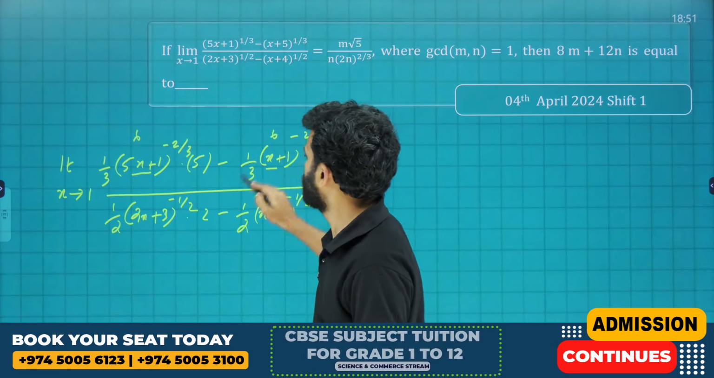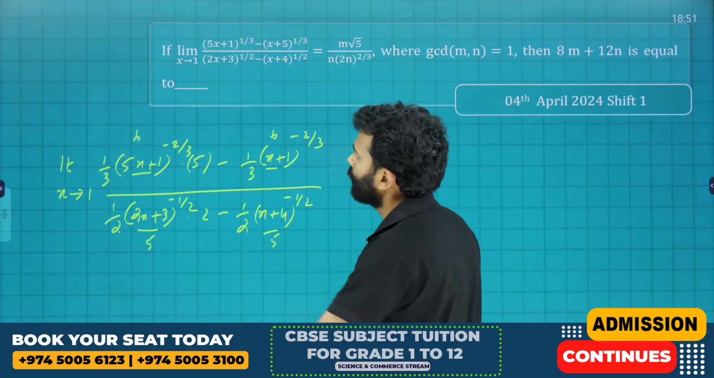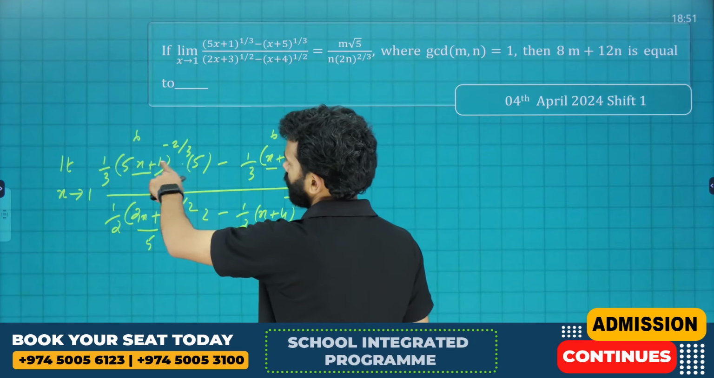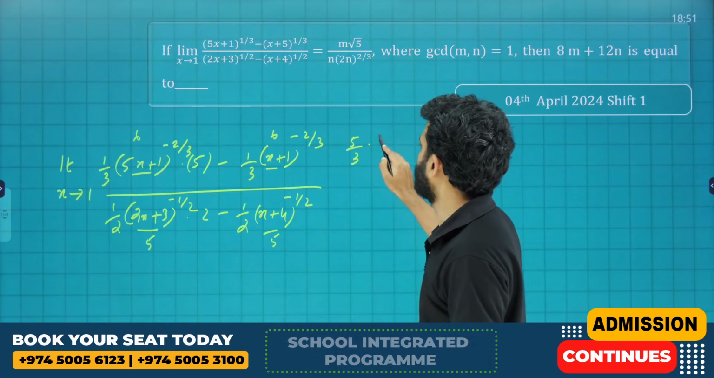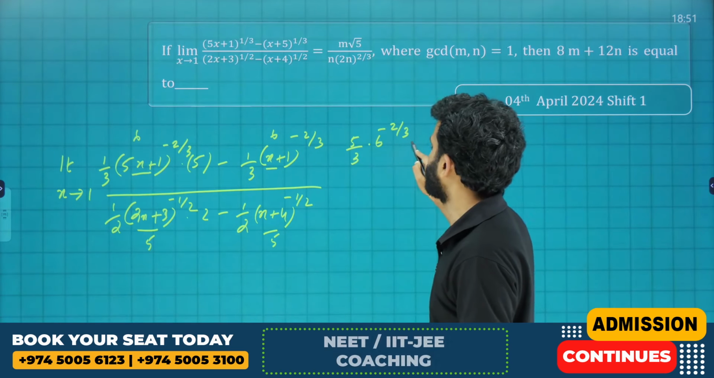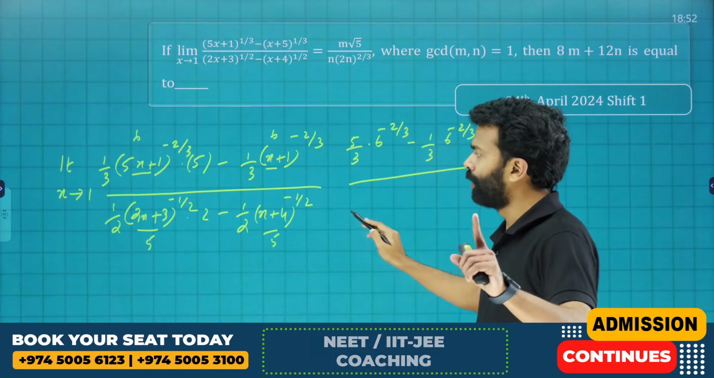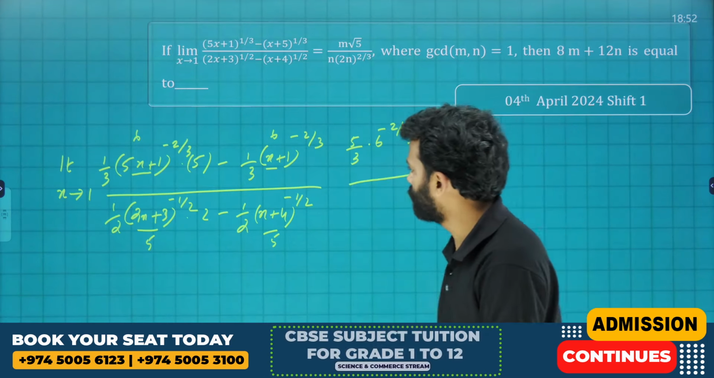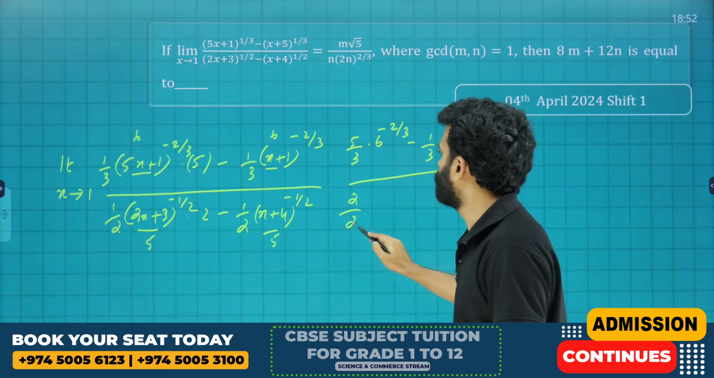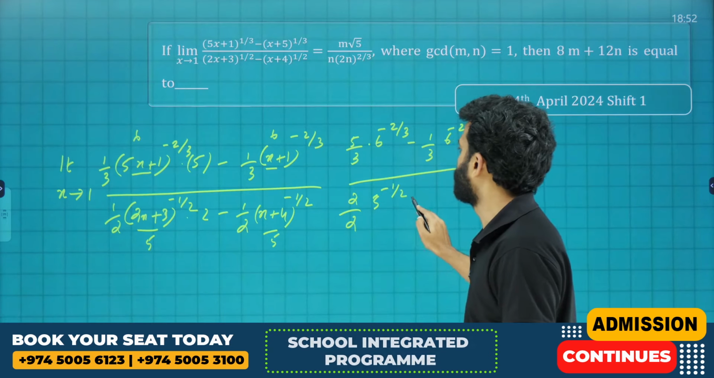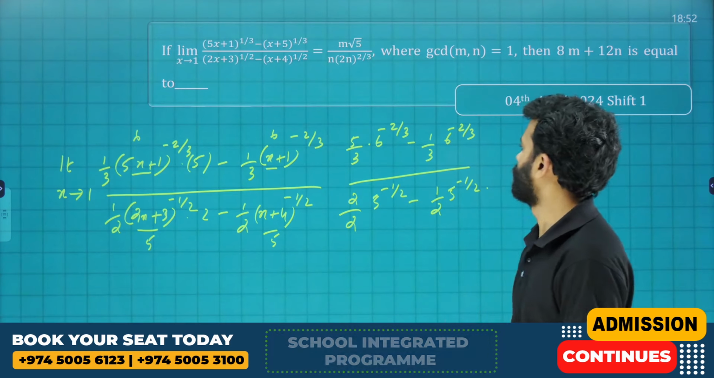This also becomes 6, and this becomes 5. This becomes 5. Okay, so the result will be 6 raised to minus 2 by 3 into 5 by 3, right? That is 5 by 3 into 6 raised to minus 2 by 3 minus 1 by 3 into 6 raised to minus 2 by 3, and this will be 1 by 2, 2 by 2, right? That is 2 by 2 into 5 raised to minus 1 by 2 minus 1 by 2 into 5 raised to minus 1 by 2.